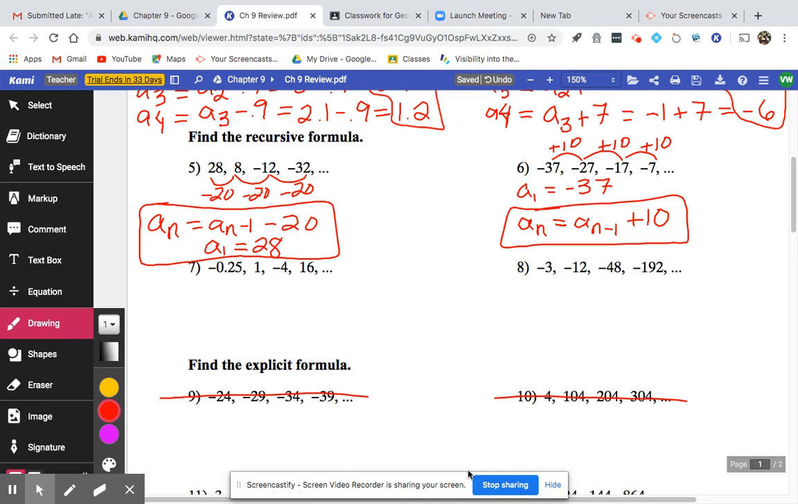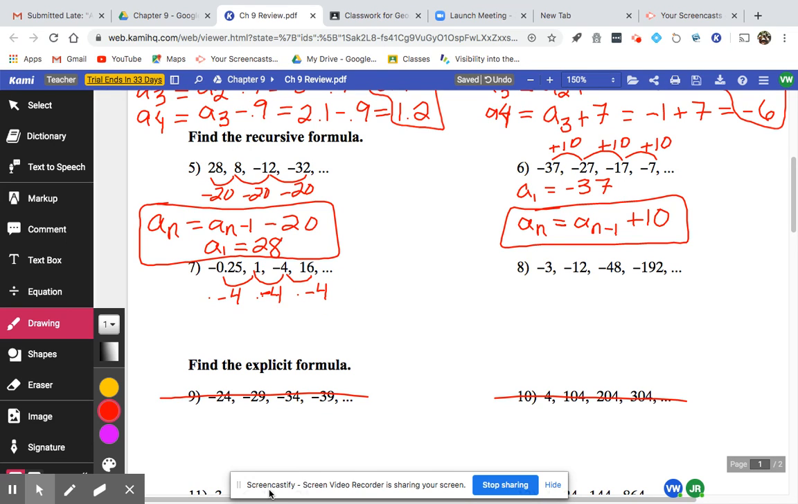Like I said, I want to see if I can find some stuff that I can multiply over and over again. So let's take a look at number 7. Now I noticed I alternate between positive and negative. So that means I'm going to be multiplying by a negative number specifically. Now to get from negative 0.25 to 1, I have to multiply by negative 4. From 1 to negative 4, yeah, that checks out. Multiply by negative 4. From negative 4 to positive 16, once again, multiply by negative 4. Okay, cool. How does that help us?